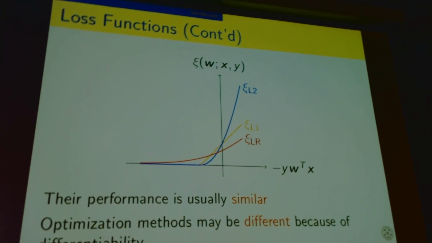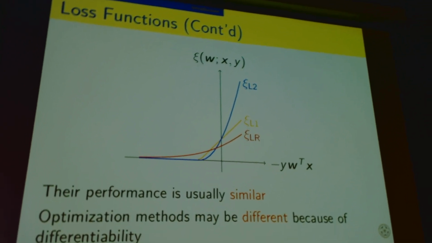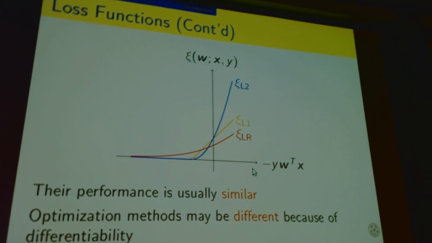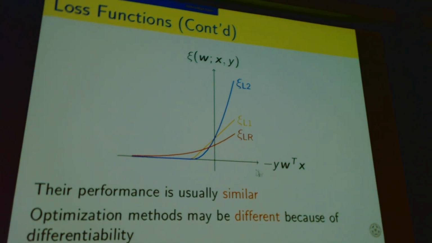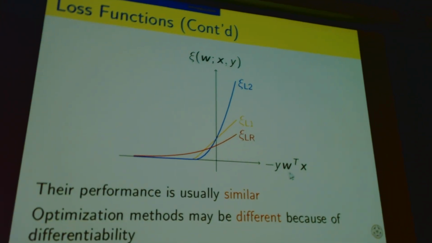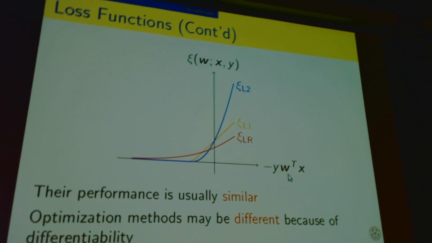Let's compare those three loss functions a little bit. If we draw the figure of the three loss functions, now the x-axis is minus y W transpose x. So we hope this, because we hope y W transpose x is positive.